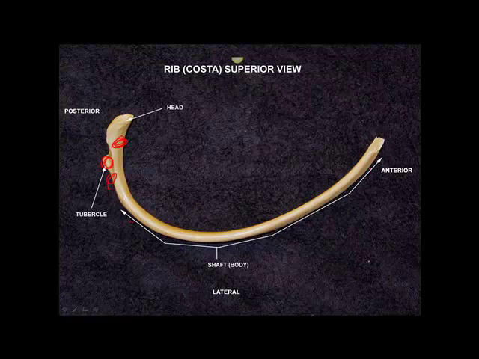So all you need to know is the head, the neck, the tubercle, the shaft. This is always anterior. You can see it's very irregular because it's growing into cartilage, and then that'll go to the sternum.